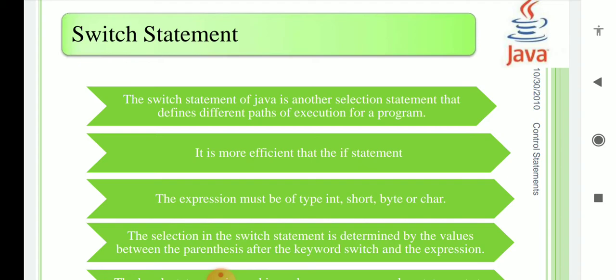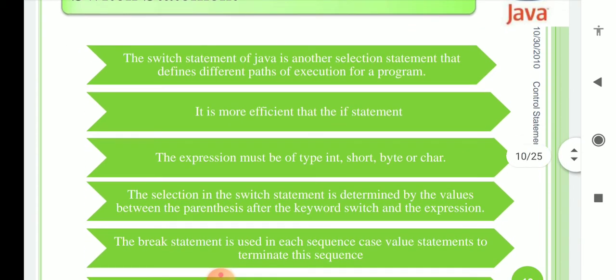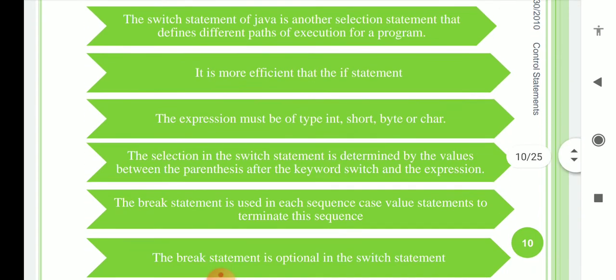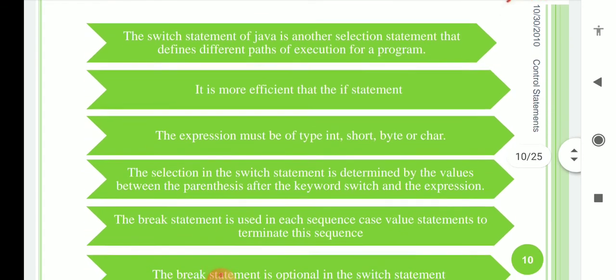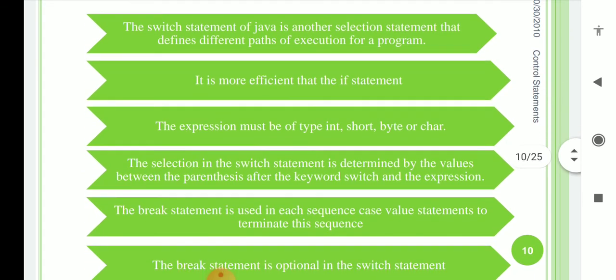Next, the switch statement. This is related to the jumping statements. The switch statement of Java is another selection statement that defines different paths of execution of a program. When you are using the switch statement, we definitely use case and break statements. It is more efficient than the if statement, where the condition is checked only once.